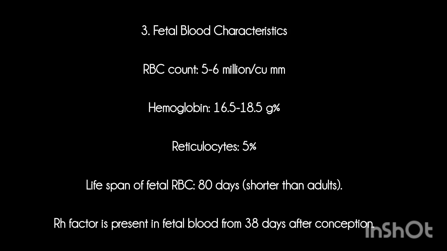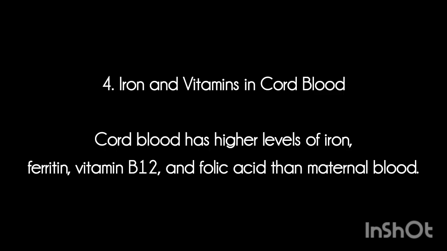3. Fetal blood characteristics. RBC count, 5 to 6 million per cu mm. Hemoglobin, 16.5–18.5 grams %. Reticulocytes, 5%. Lifespan of fetal RBC, 80 days, shorter than adults. Rh factor is present in fetal blood from 38 days after conception. 4. Iron and vitamins in cord blood. Cord blood has higher levels of iron, ferritin, vitamin B12, and folic acid than maternal blood.